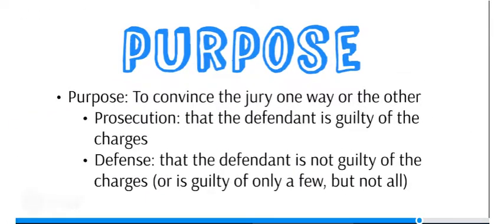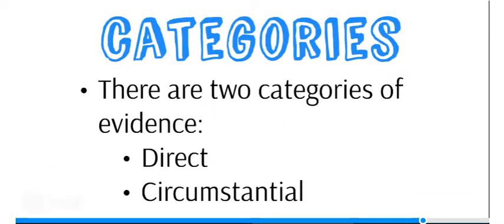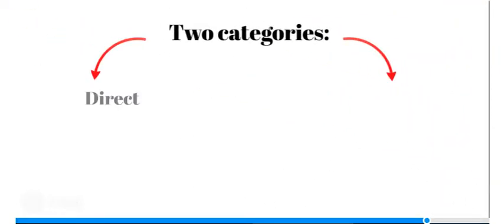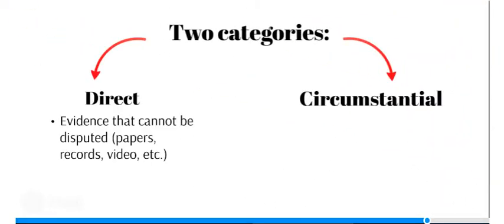So evidence must have a purpose. You have to convince the jury one way or the other, and we know how prosecution and defense feel. All right, so there are two categories of evidence, direct and circumstantial. Direct evidence cannot be disputed. These are papers, records, financial records, bank statements, someone's phone records calling someone else across town, receipts that are found in someone's house, things like that.